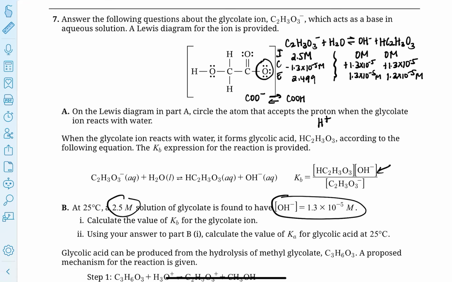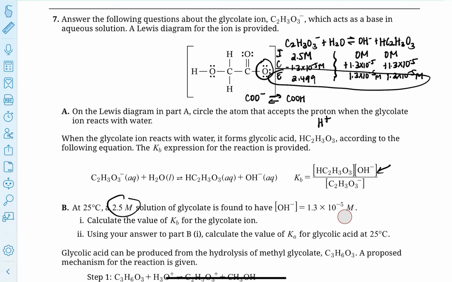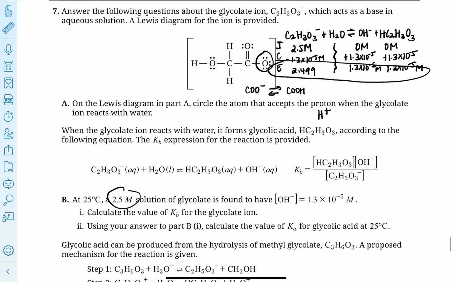Okay, so now I'm going to plug these equilibrium values into my Kb expression to calculate Kb. Let me just try to clean this up a little bit. Again, I don't have a ton of space to write, so hopefully you can follow me. So let's plug these values in. So Kb equals the concentration of products divided by concentration of reactants raised to their mole ratios, but again, it's a 1-to-1. And then, okay, so those are my products, and my reactant is 2.499.